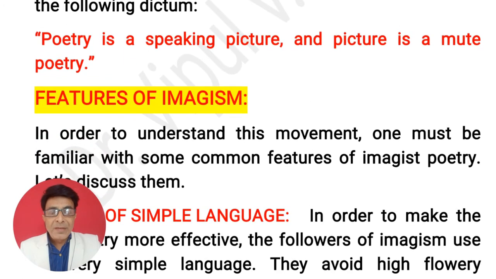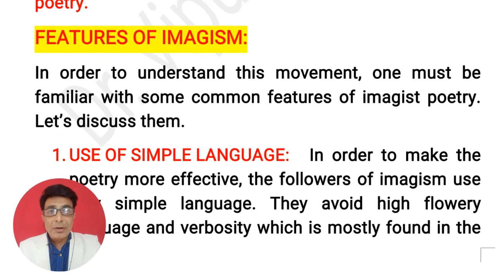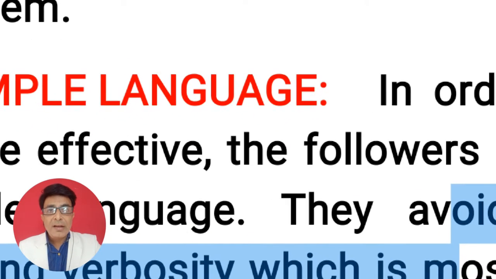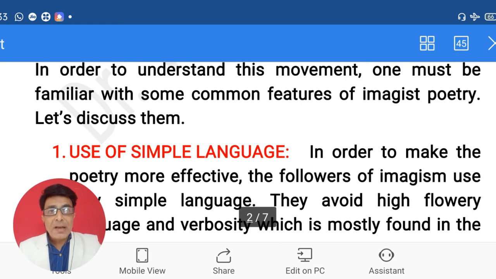So imagism is all about creating visual images. Images means impressions, impressions means pictures. So the basic idea of imagism is that poetry must be able to create some impressions in the mind of the reader. That is true poetry according to those who follow imagism in English poetry. Now, what are the important features of imagism?